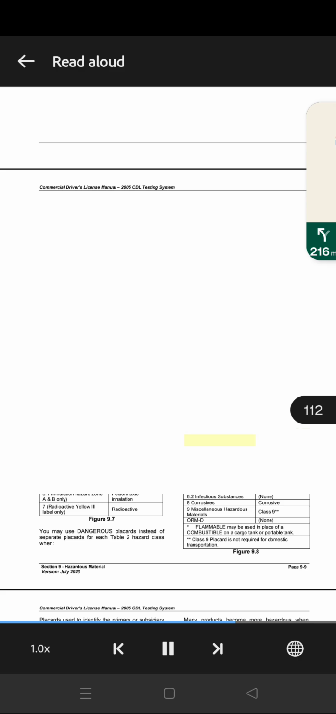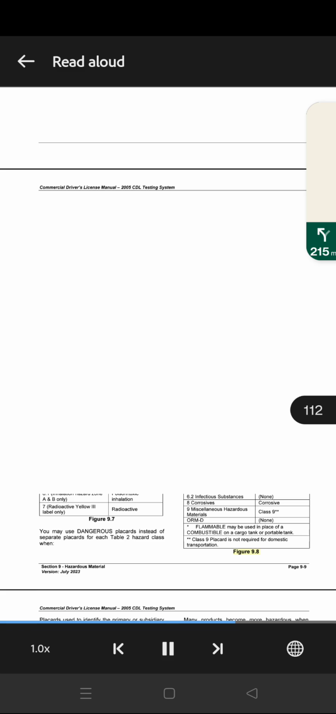Flammable solid. 4.2 Spontaneously combustible: Spontaneously combustible. 5.1 Oxidizers: Oxidizer. 5.2 Other than organic peroxide, type B, liquid or solid, temperature controlled: Organic peroxide. 6.1 Other than inhalation hazard zone A or B: Poison. 6.2 Infectious substances: None. 8 Corrosives: Corrosive. 9 Miscellaneous hazardous materials: Class 9. ORM-D: None. Flammable may be used in place of a combustible on a cargo tank or portable tank. Class 9 placard is not required for domestic transportation.